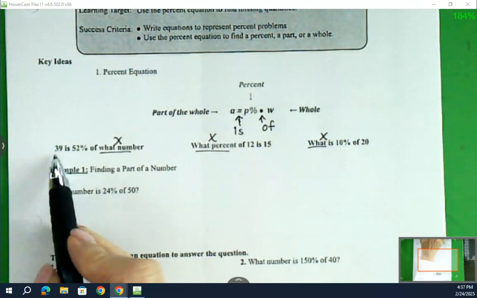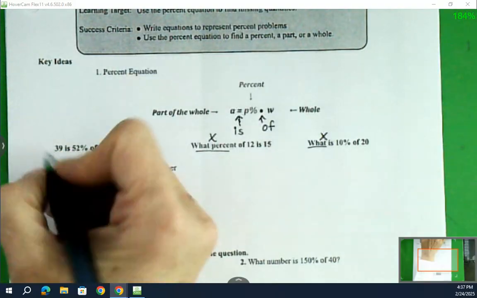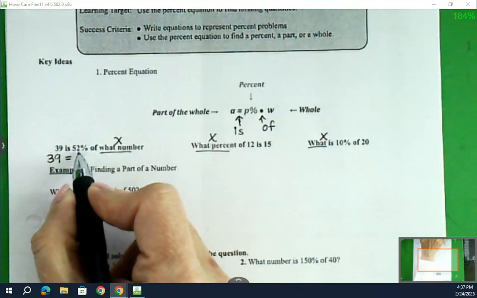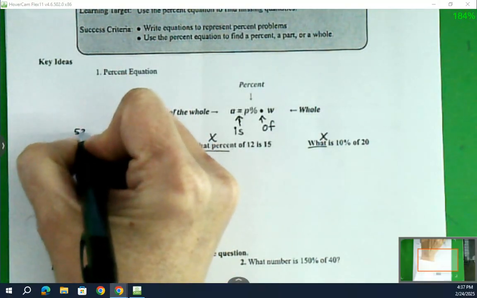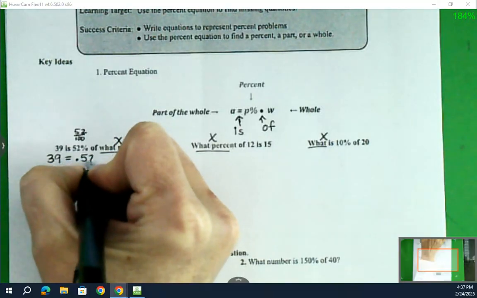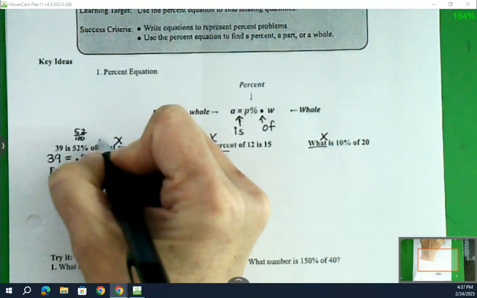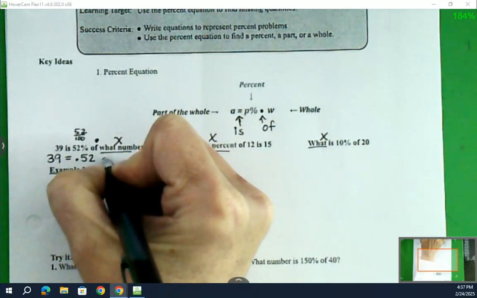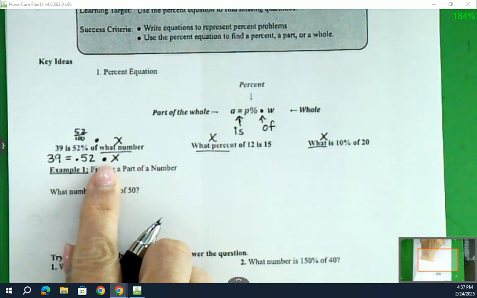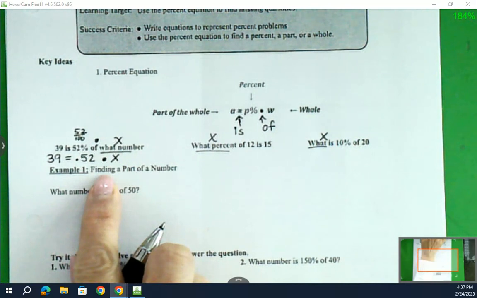These first few examples here. We have 39 is, so 39 equals, and then 52%. Remember that means 52 out of 100. So we're going to write the decimal in there, 0.52 of, is our multiplication, X. So that would be how we would literally write the words as an equation and then go on to solve.